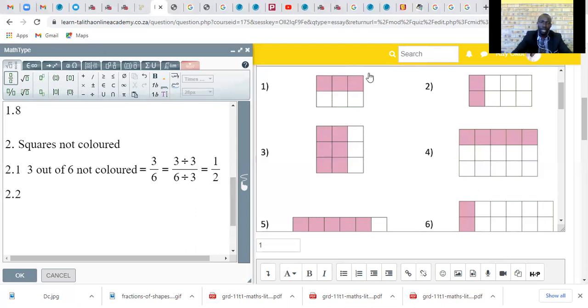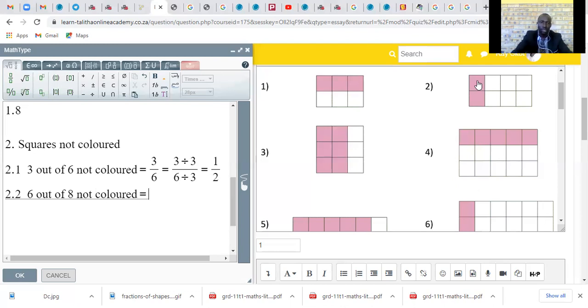Now, we go ahead to count that. 1, 2, 3, 4, 5, 6. So 6 squares are not colored. 6 out of how many? Out of 7, 8. So therefore, we write 6 out of 8 are not colored. Okay? 6 out of 8 squares are not colored.